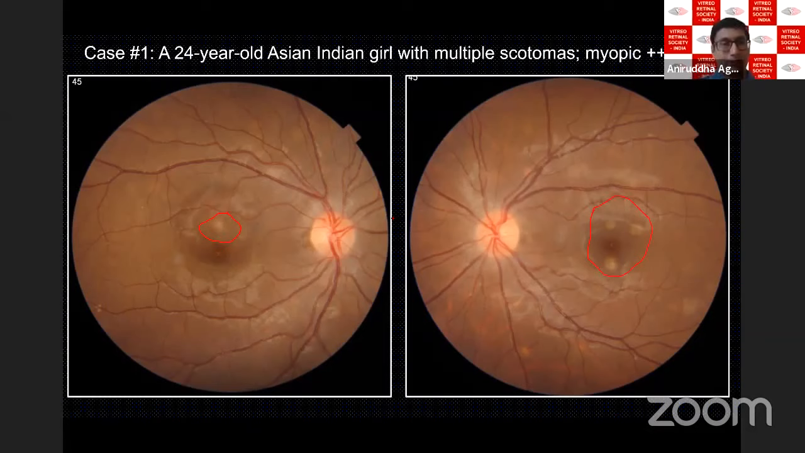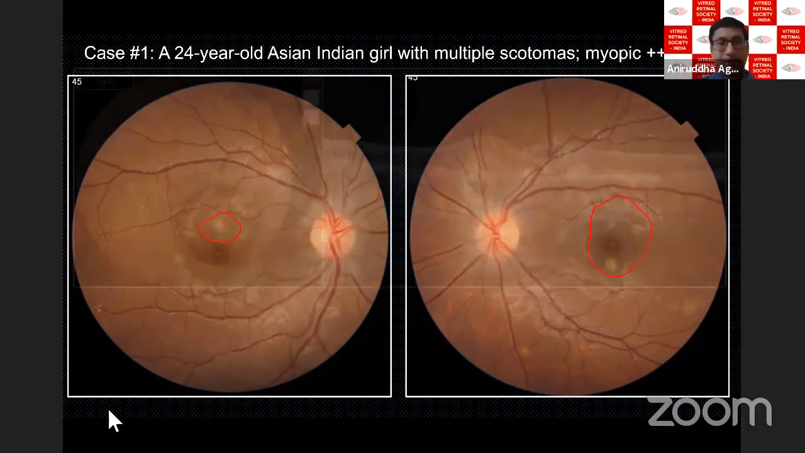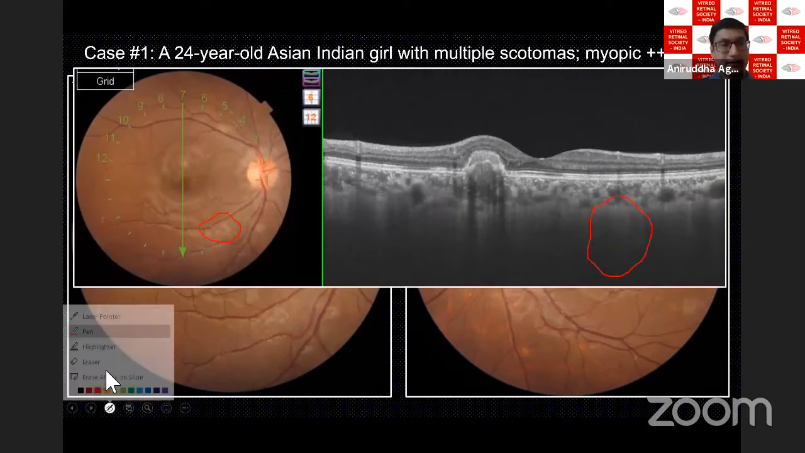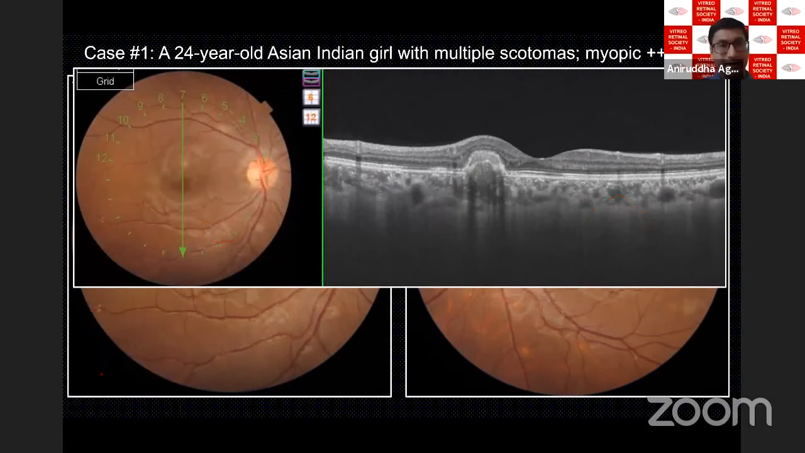If you do an OCT scan, let's focus first on the right eye. Here we see a dome-shaped elevation involving the outer retinal layers. What you notice here is that there is a breach of the Bruch's membrane. The Bruch's membrane is not seen in the region where you would normally expect it to be.